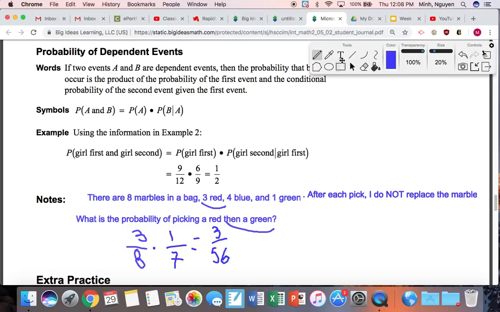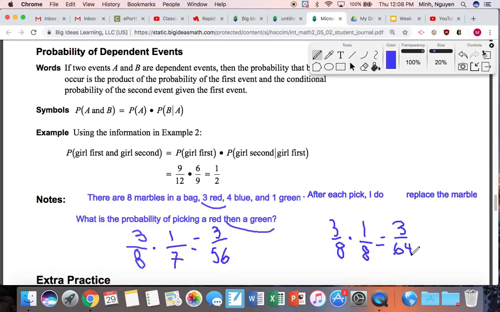But if we were to change it, this is an example of dependent events. After each pick, I do not replace the marble. But if I replaced it and said after each pick I do replace the marble, then it would be 3/8 times, how many greens are there? So I go ahead and I pick out the marble, check if it's red, and then I put it back. So after I put it back, there are still 8 marbles, right? So in one case, we have 3 out of 64.